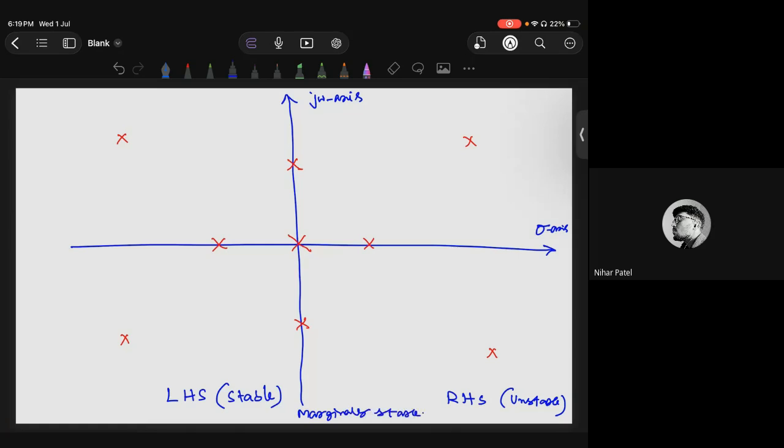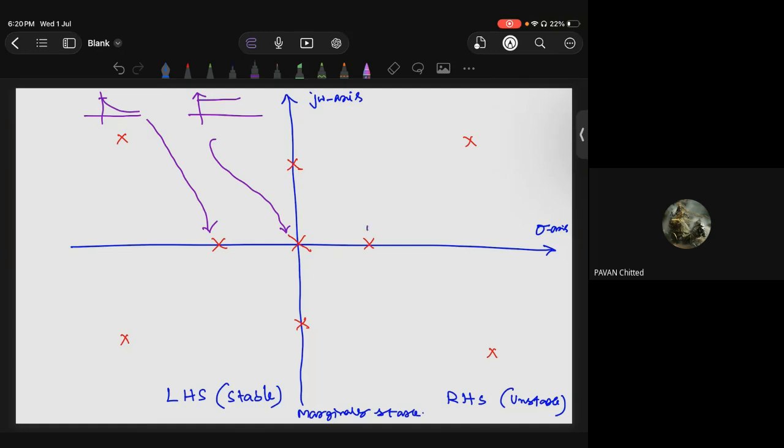Marginally stable. Okay, so now let us see the first one. What is its time domain response? Unit step, correct? Yes or no? Yes, sir. So what is the response of this pole, which is on the left-hand side? This will be something like this. Am I correct? Exponentially decaying, e to the power minus at.